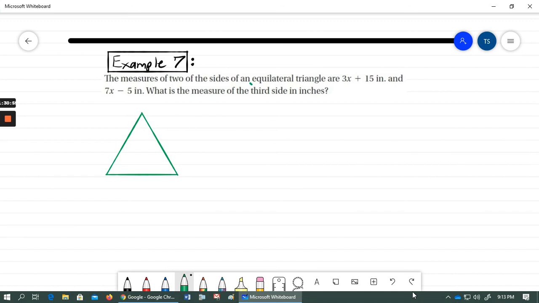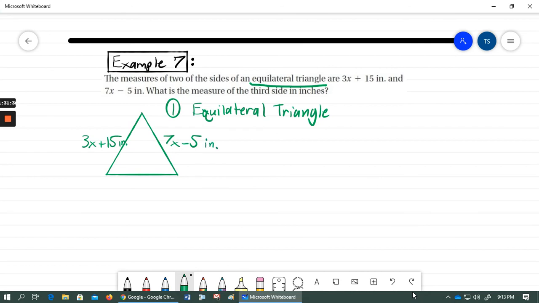Guys, they say here the measure of two sides of an equilateral triangle. Here they tell you that you've got an equilateral triangle, and all three sides are the same, congruent. They tell you that it's equilateral in this one. And they tell you that two of those side lengths are 3x plus 15 inches and 7x minus 5 inches.